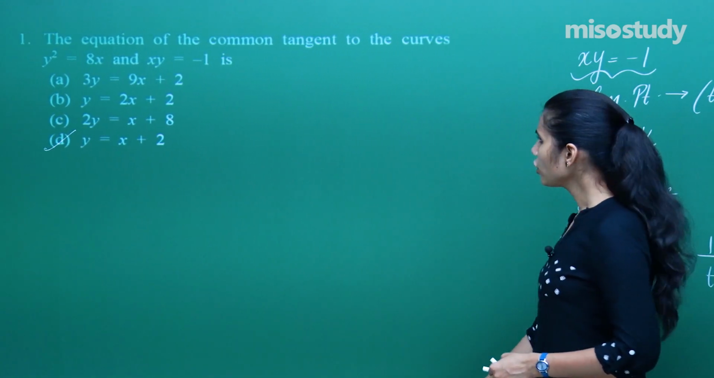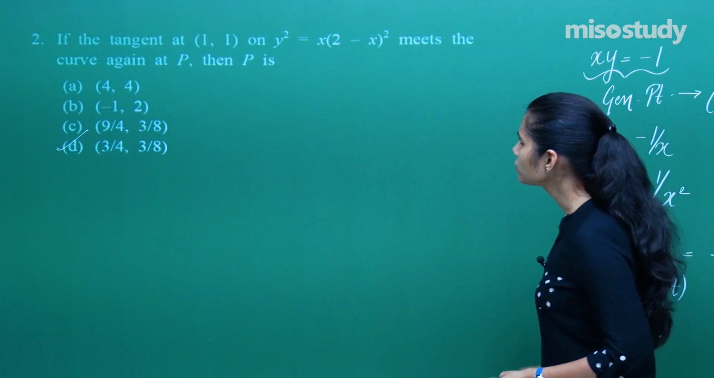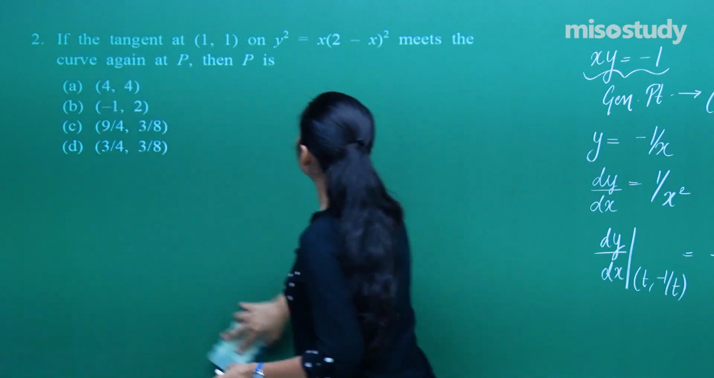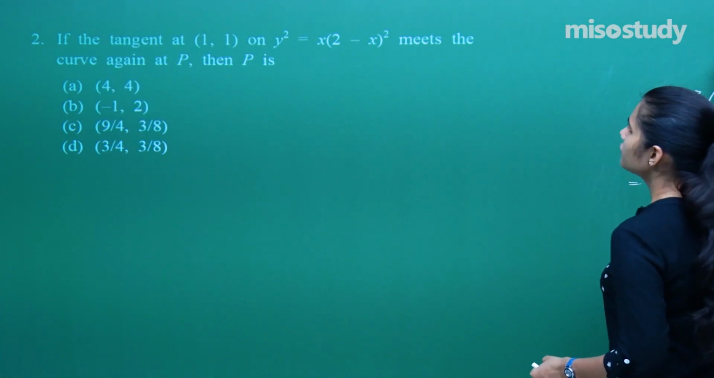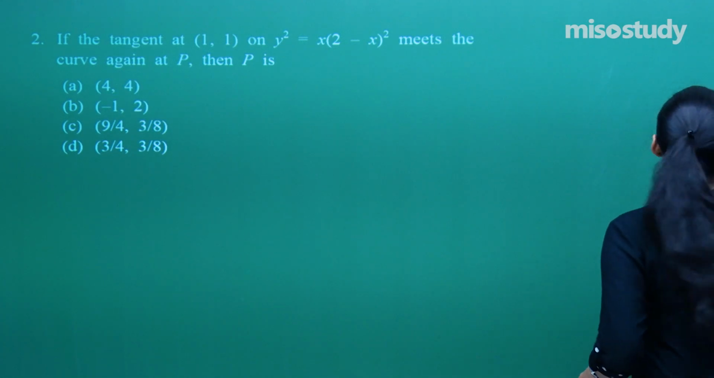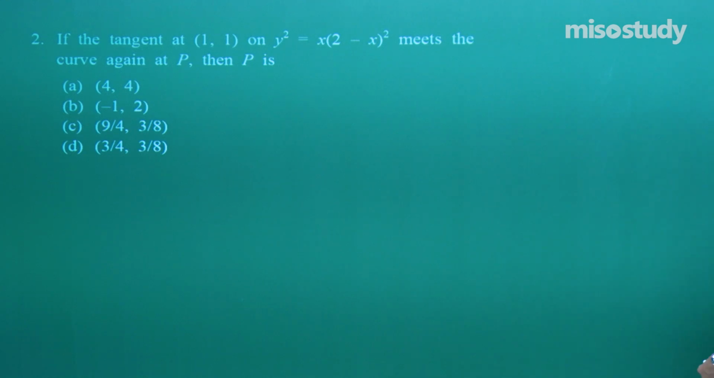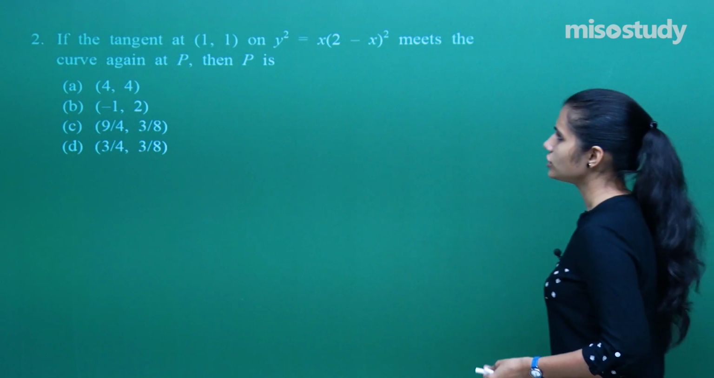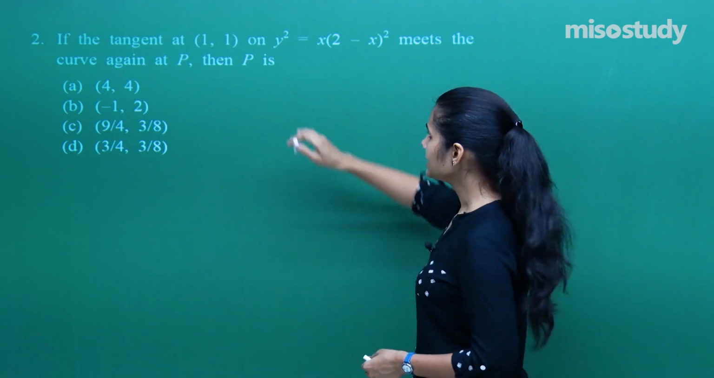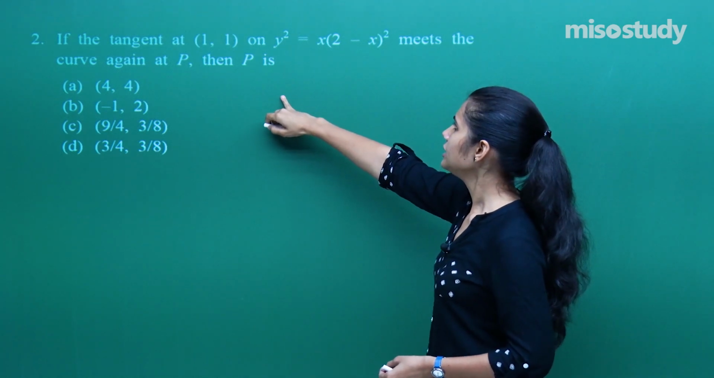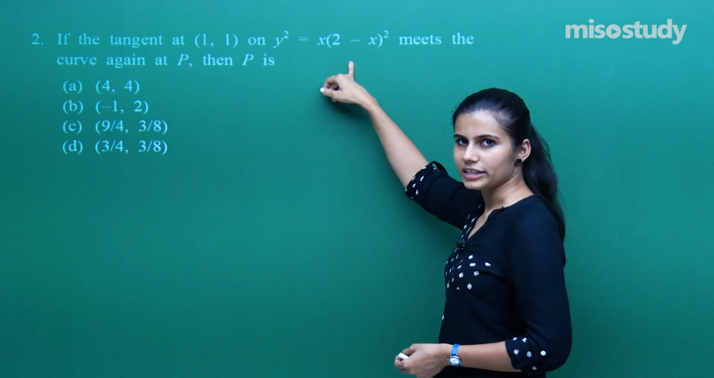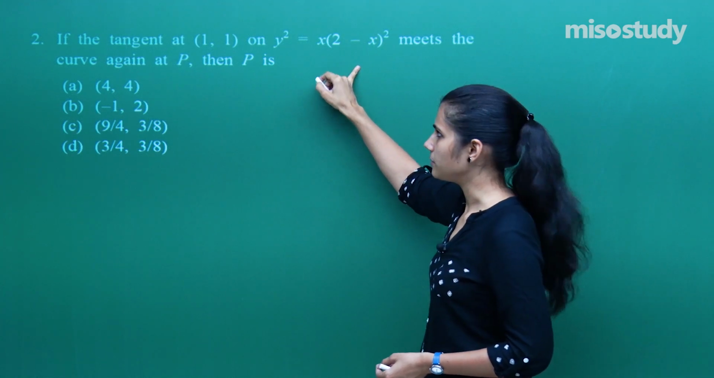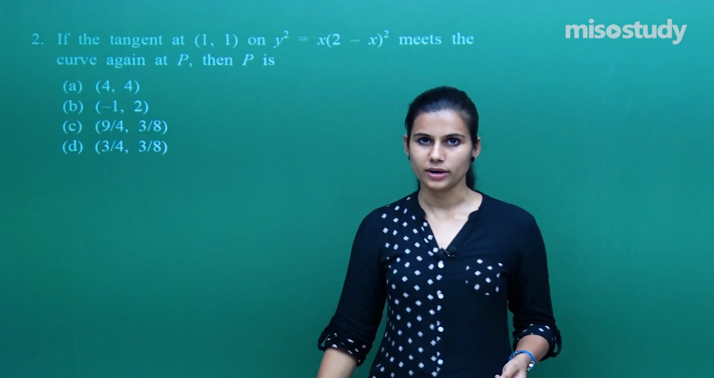Fine. Moving on to the next question. If the tangent at (1, 1) on this curve meets the curve at P, then P is which point? So I need to basically calculate the point of tangency. It is a tangent at this point which is meeting this curve at a point P. So that point basically we need to determine. I know the point of tangency is (1, 1).